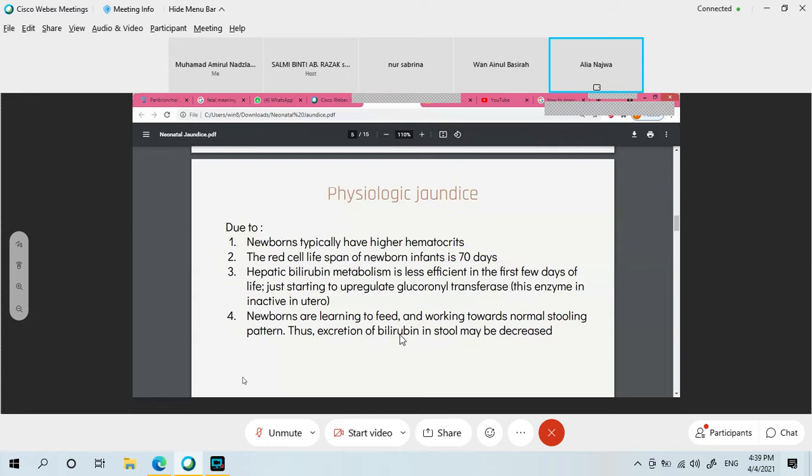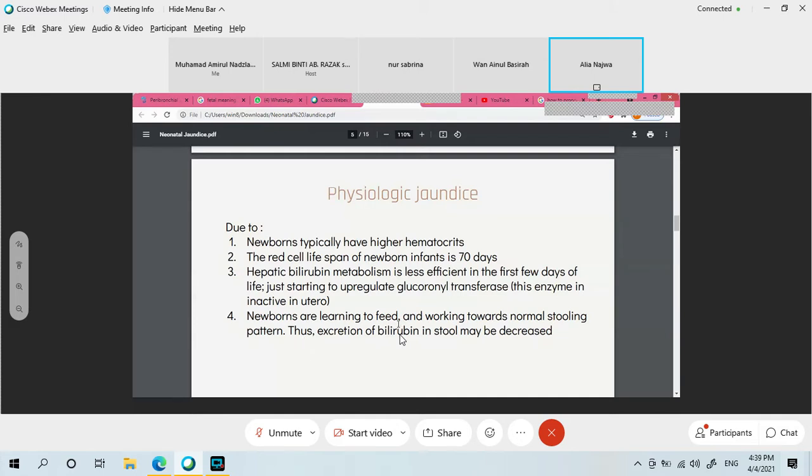And then the third one would be that hepatic bilirubin metabolism is less efficient in the first few days of life. So this is related to glucuronidase, because the glucuronidase enzyme, which is responsible for conjugating the unconjugated bilirubin into conjugated bilirubin, is inactive in utero. So when the baby is outside the uterus, it will take some time to adapt to the new situation and to function efficiently. And then the last one would be newborns are learning to feed and working towards a normal stooling pattern.